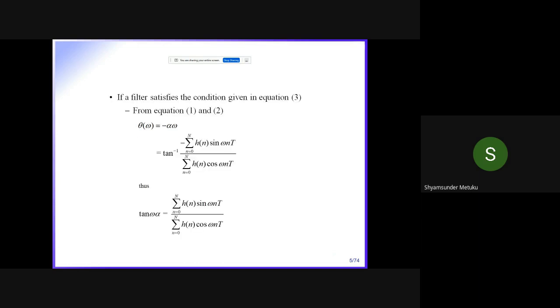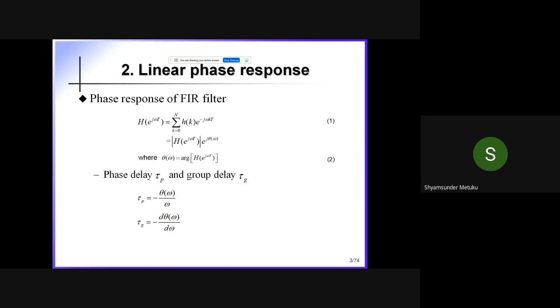Okay, sir. Then comes: if a filter satisfies the condition given in equation 3, from equations 1 and 2, where theta of omega equals minus alpha omega, now we are trying to represent it in the first equation. In equation 1, e power j theta can be written as cos theta minus j sin theta. Can we do that? Yes, sir. So in that case, what is the imaginary term and what is the real term? Cos theta is the real term, meaning in this equation h of k into cos omega k T, isn't it?